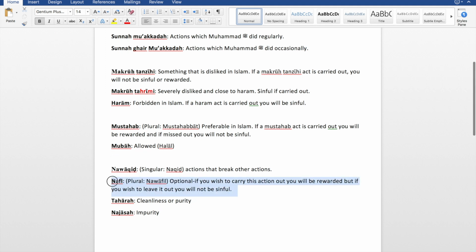And then we have nafl. This is very important. You need to know this. Nafl, plural is nawafil. Nafl means optional. It's kind of like a mubah, but it's not quite. But let's read the definition. Optional. If you wish to carry this action out, you'll be rewarded, but if you wish to leave it out, you'll not be sinful.